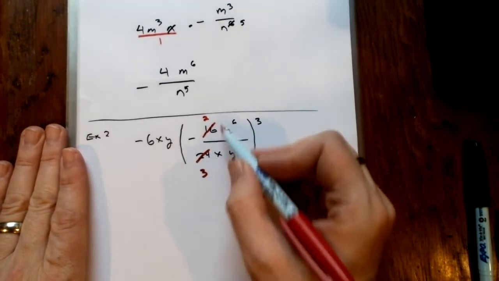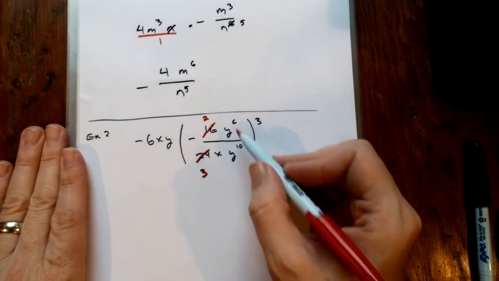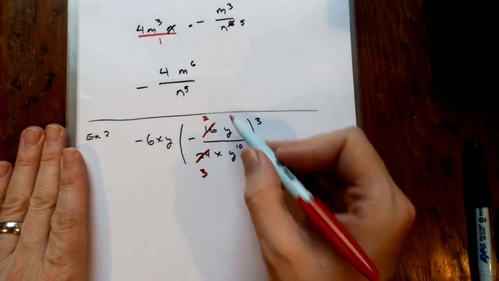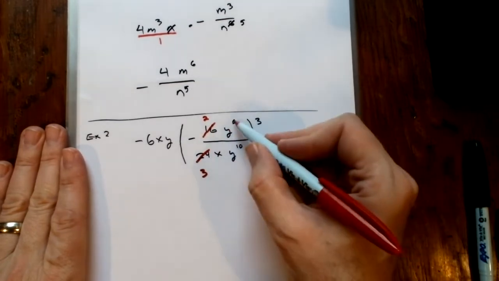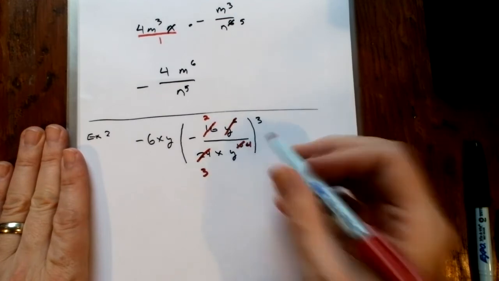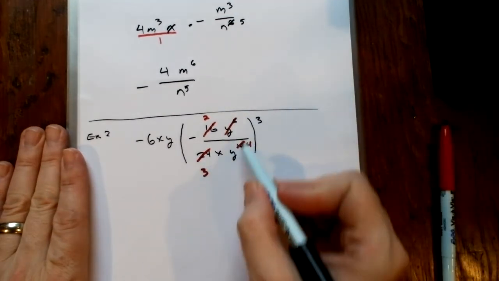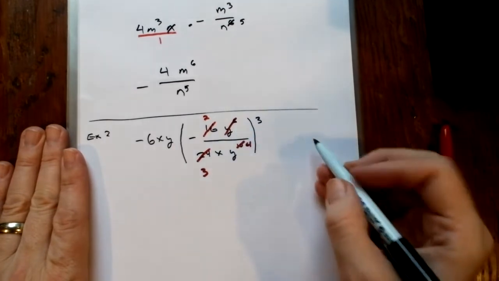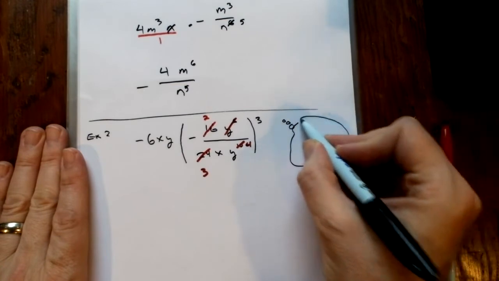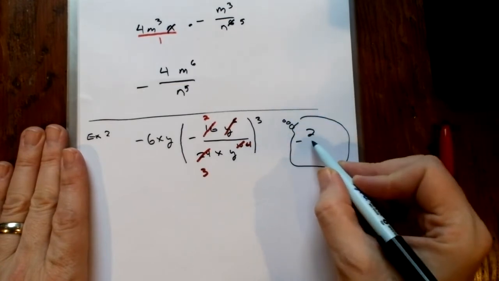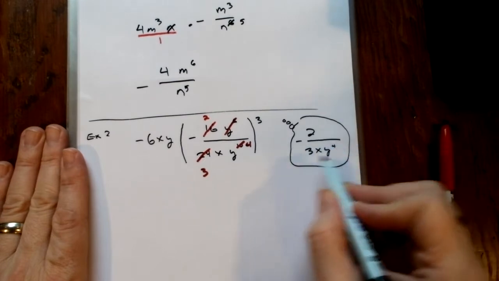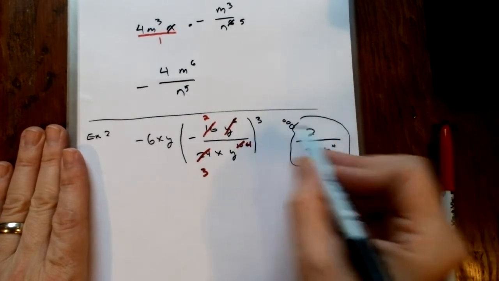I don't have anything to simplify that x with, but again, I follow my larger power, 10 minus 6. So y to the 6th over y to the 10th would leave me with y to the 4th, since 10 minus 6 would be 4. So now that we've simplified inside here, and if you're having a hard time visualizing what we have left in there, that's negative 2 over 3xy to the fourth, and then I'm taking that cubed.